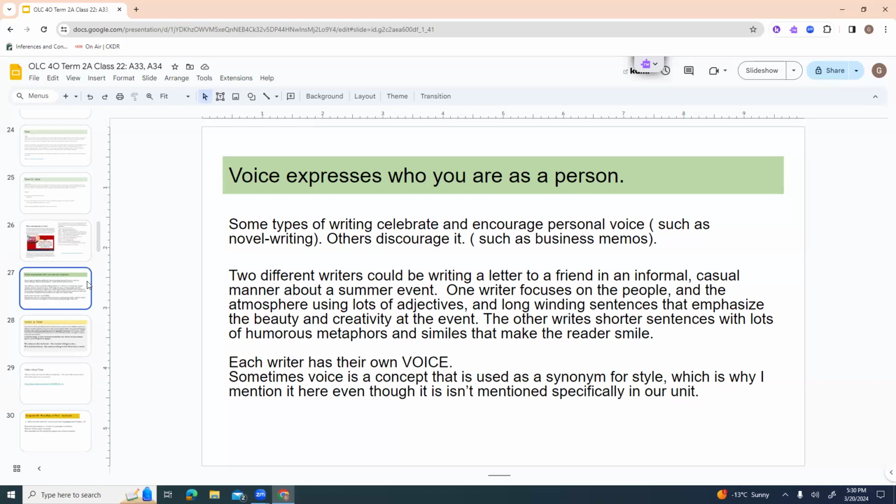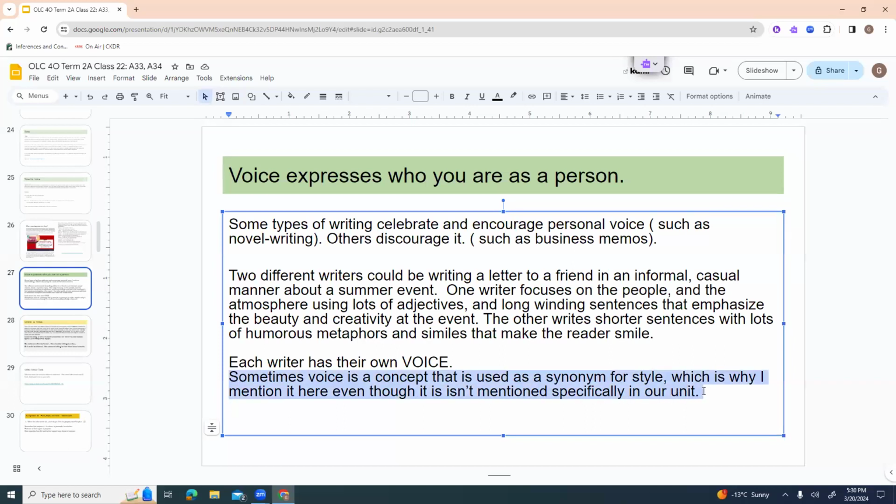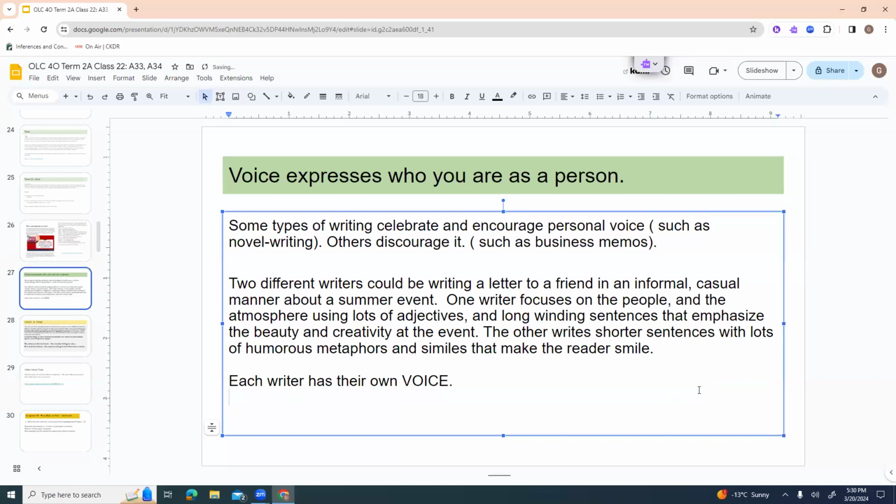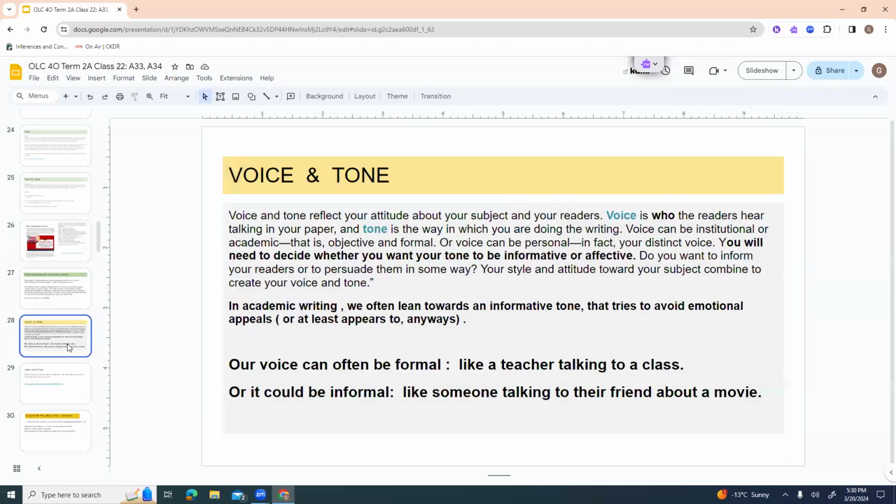And I'm mentioning voice separately because I know some writing programs really make a big point of voice, which I've sometimes heard confused with style and sometimes confused with tone. Okay, so the way we're talking about it, I would say it's more connected to tone right now, okay? Voice is who the readers hear, tone is the way you're doing the writing.